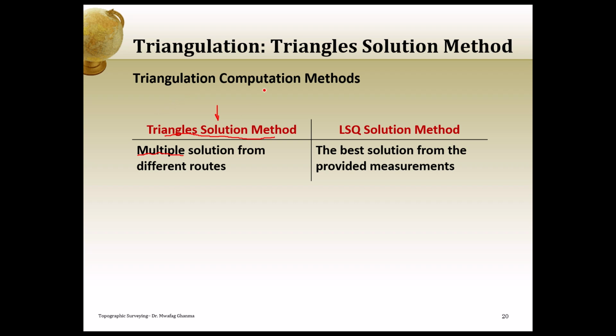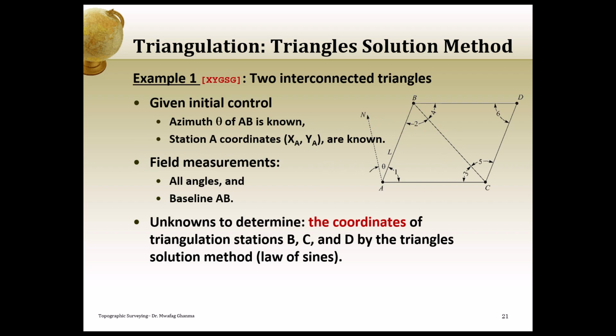In the least squares solution method, as we know, we will do the solution in one step, and we will not have multiple solutions. On the contrary, we will have one, and this one solution is the best solution we can get from the provided measurements. I think going through an example is the best thing to do to understand the principles of the solutions in the triangle solution method or in the least squares method.